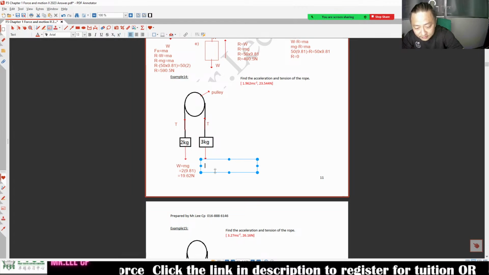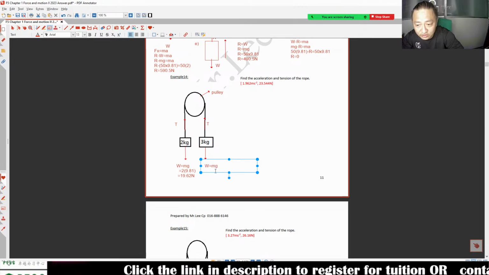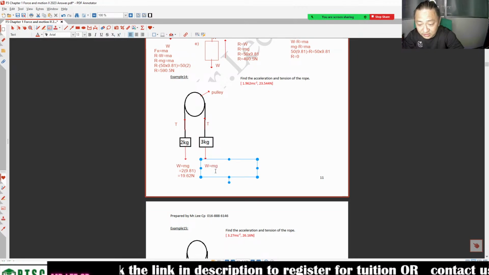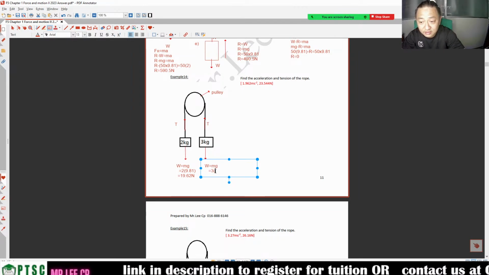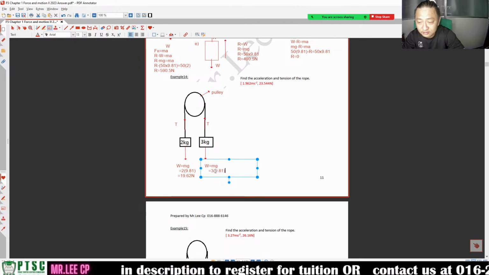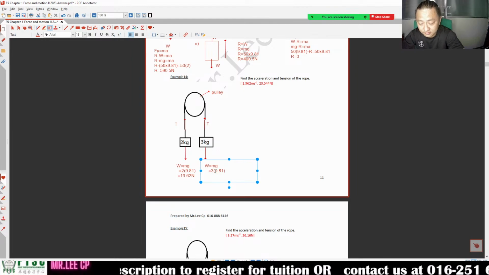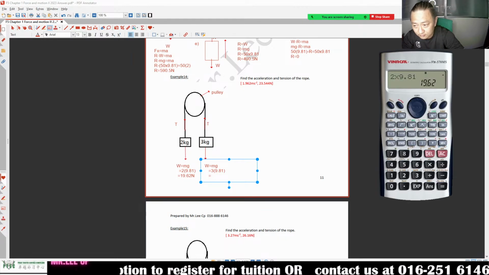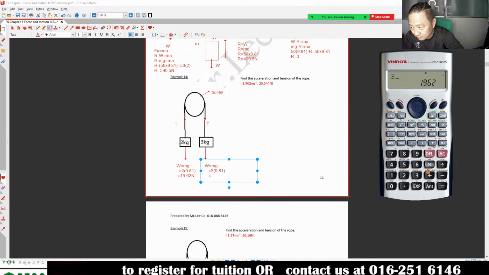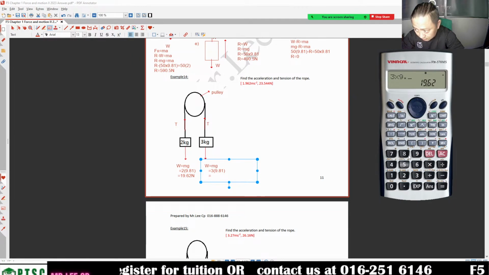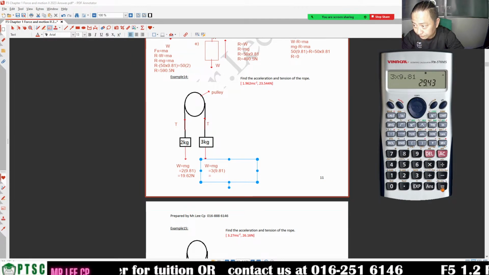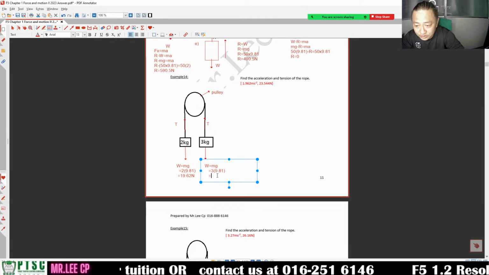How about this weight? W is equal to mg. Now this is 3 kg. This 3 kg is slightly heavier. 3 times 9.81, so what will you get? 29.43.